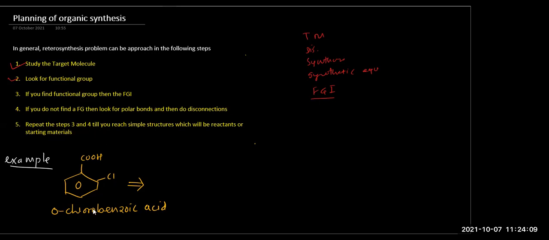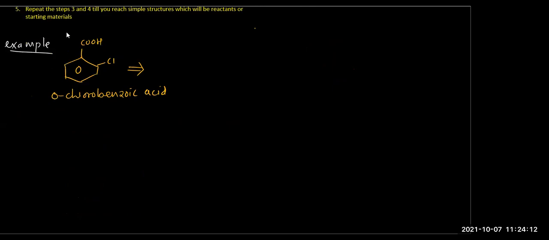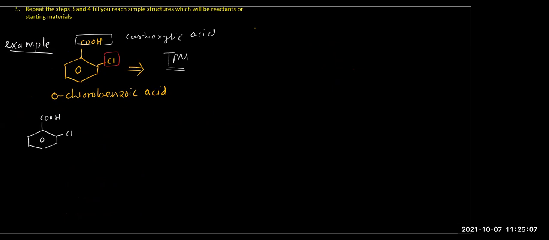Here we are going to consider a problem. You can see this is orthochlorobenzoic acid, and this is our target. Now we are going to find the different groups. Chlorine acts as a substituent. As per our rule, if the molecule possesses a functional group, we should go for functional group interconversion. This is the COOH group and this is the halogen. Here is the functional group, so we are going to convert this COOH group into another functional group.